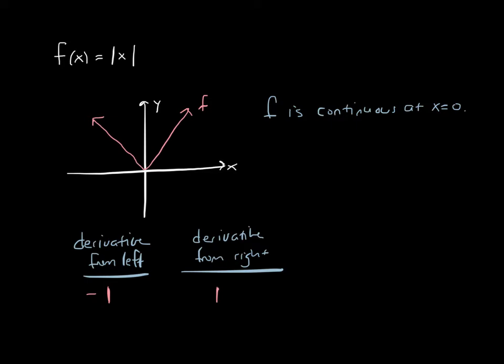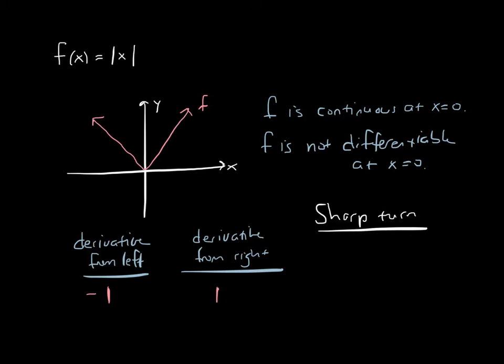Since the derivative from the left is not equal to the derivative from the right, we can say that f is not differentiable at x equals 0. So we have continuity, but not differentiability, and that's going to happen whenever you see a sharp turn. So you may see that with a cusp or something that's piecewise, but if your function is not smooth, you're not going to have a derivative at that point.